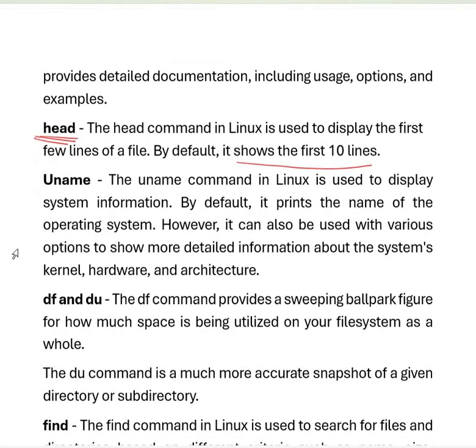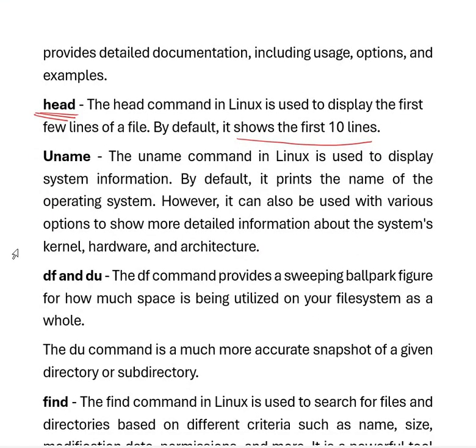And one more important command is uname. Uname is used to display the system information. For example, by default, if you give uname, it prints the name of the operating system you're working on. However, other information it also prints, like the system kernel, the hardware or the architecture. Basically, the main important thing is that it prints the system information, for example the name of the operating system.